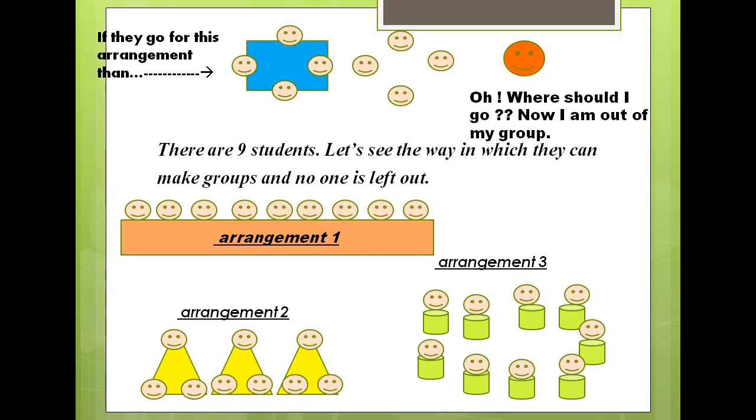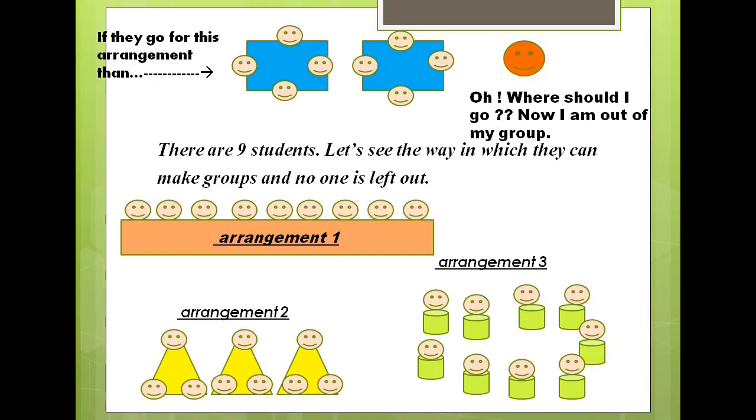4 of them were there in one group. Then again 4 of them were there in one group. But see, one was left out and he is out of the group. So it is not satisfying the rule which ma'am has said. And here comes the concept of factors, isn't it? So 9 together in one arrangement is not leaving any remainder, and it is a factor of 9.